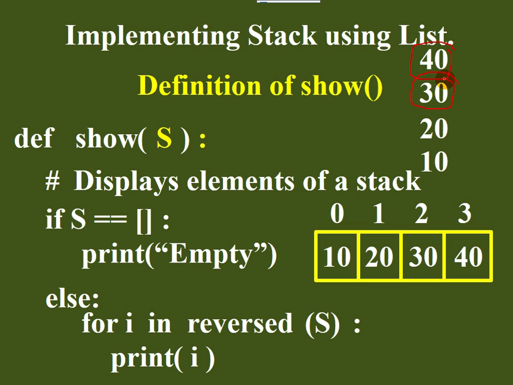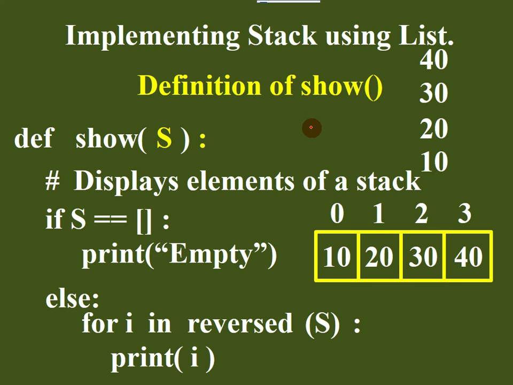So now the topmost element is the first one to be displayed. Below that the next topmost, and so on. So in order to display each and every element of stack implemented using list, the code is for I in reversed S print I. So almost all the important functions are explained.